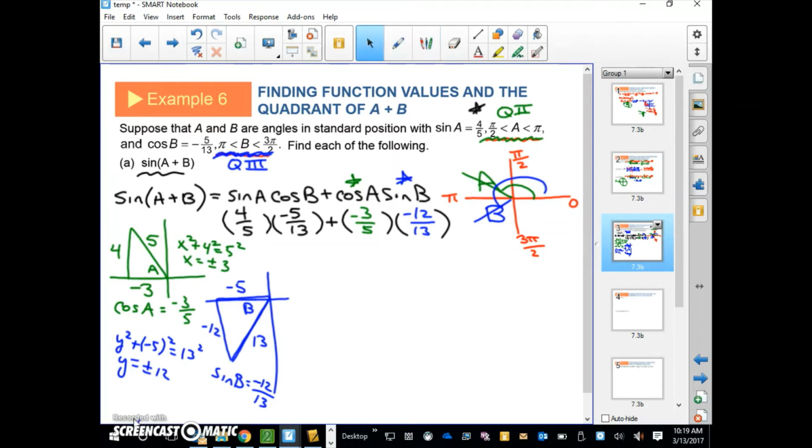We had to fill in those 4 holes, and once we got those 4 holes, all we have to do is simplify our fractions. Okay, so 4/5 times negative 5/13, that's negative 20 over 65.